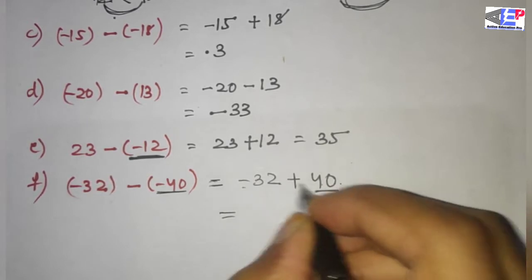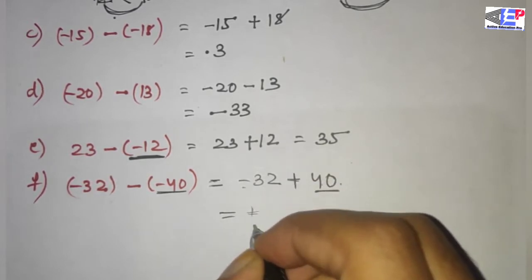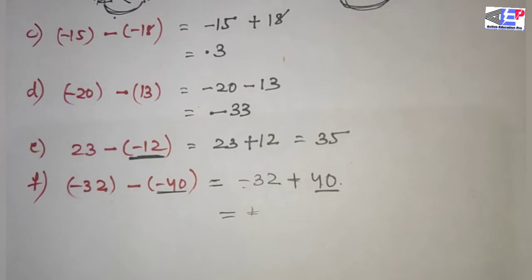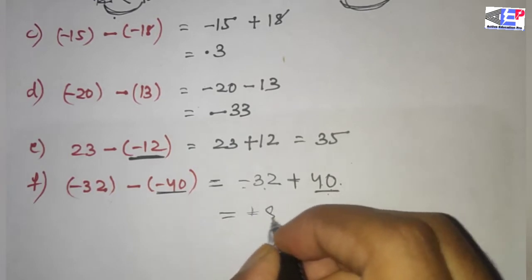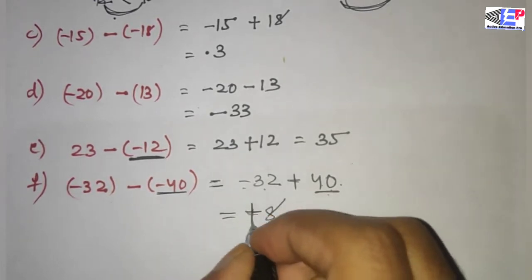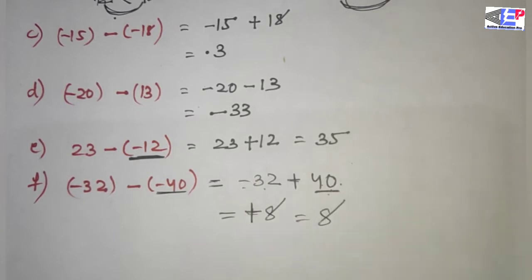40 has the higher numerical value, so the answer sign is plus, so you need not put any plus sign for a positive integer, and write the difference. This is 40, 32. 40 minus 32 is 8. So your answer is plus 8. Otherwise you can write simply 8. Plus 8 is equal to simply 8. No plus sign is needed to present a positive integer.